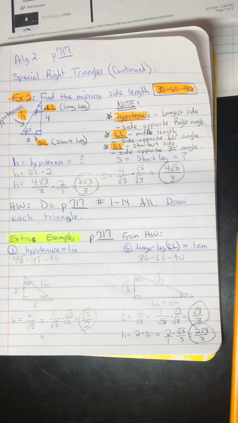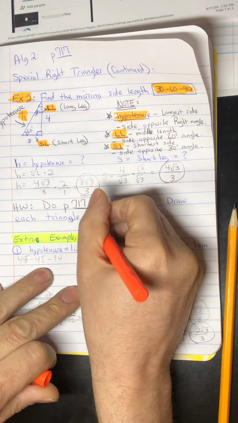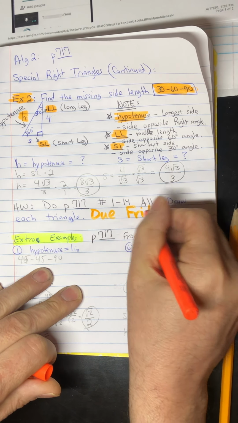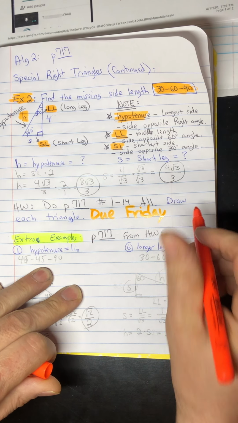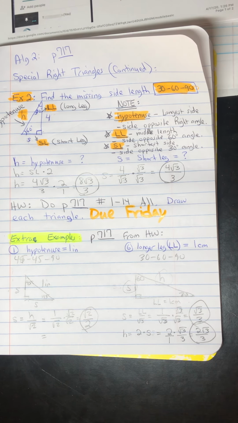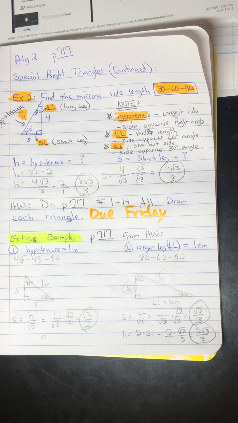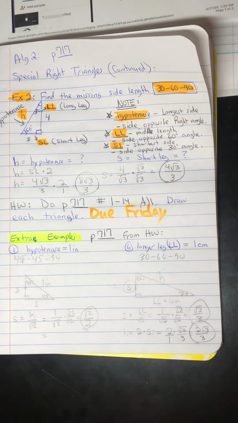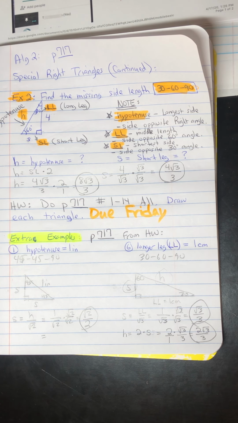This is due Friday, so I'm giving you 2 days. Due Friday when you wake up, hopefully not later than 5 p.m. But whenever you do it by Friday, go ahead and deliver it to me by email, and I will check it and give you a grade.